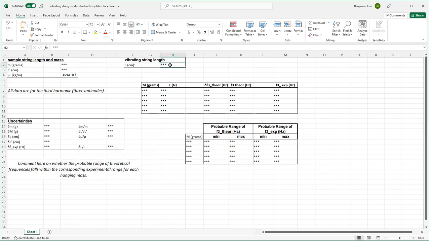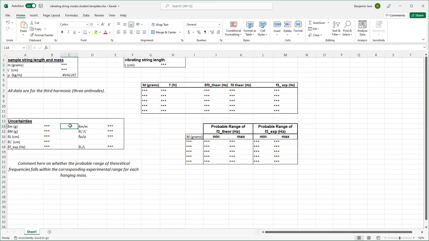Here is where you would enter just the vibrating portion of the string. Maybe the string that you had at your setup was 2 meters long, but only 90 centimeters of that was actually vibrating. That's the distance from the stem of the oscillator to, what would that be, to the top of the pulley.